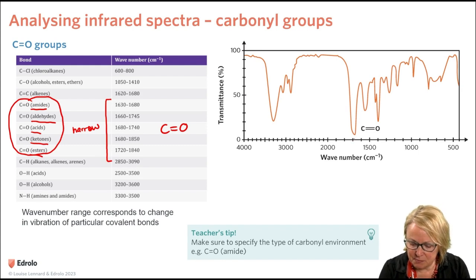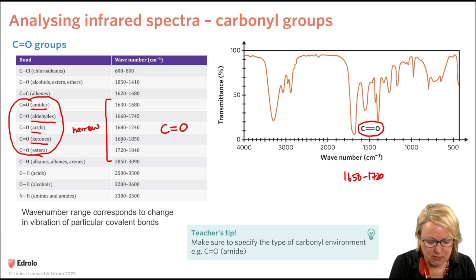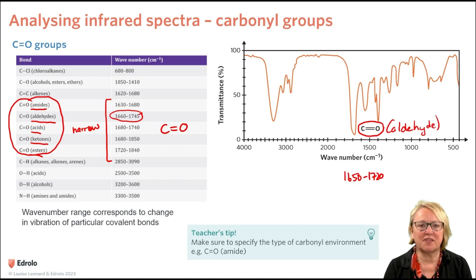If we have a look, the peak that we've got here is from about 1650 to about 1720. So it's a carbonyl, but we would then look at our data book, and maybe we would call it a carbonyl aldehyde, as the best correlation that we can find. The wave number range corresponds to the change in vibration of particular covalent bonds. When the sample is in the IR spectrometer, the infrared light is changing the vibration, and that's what we're picking up with the signal.